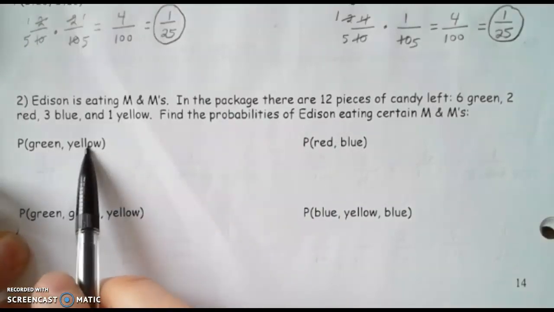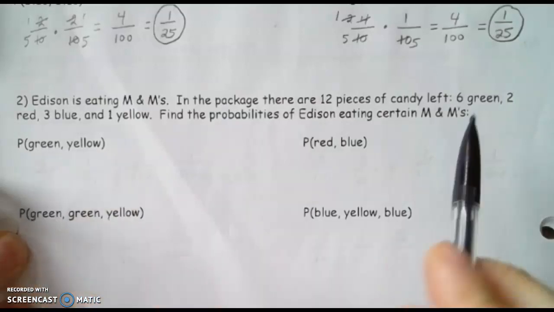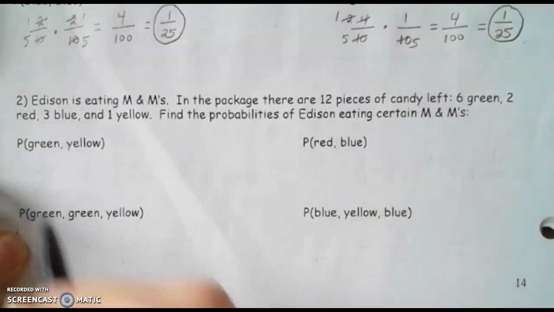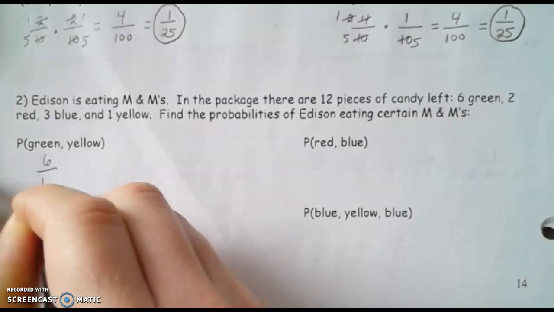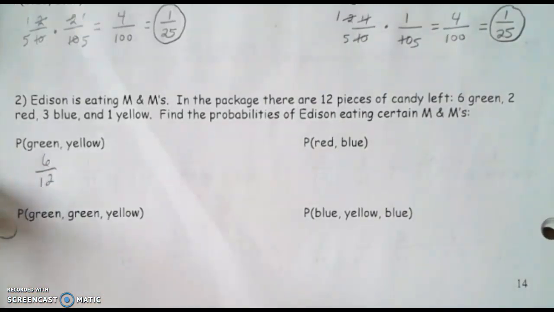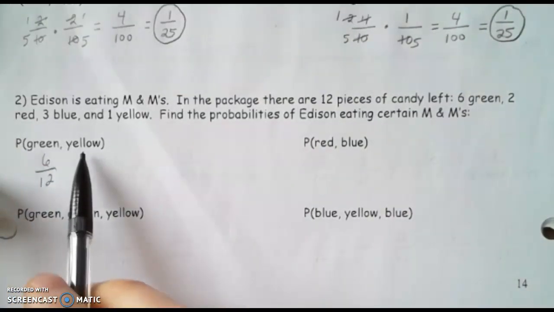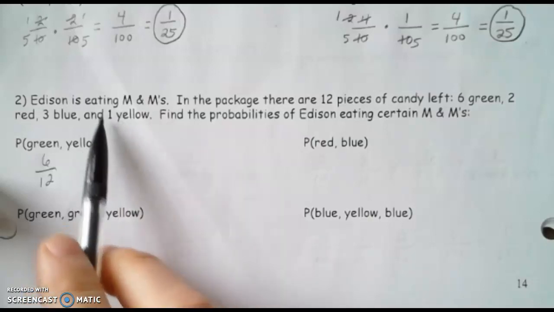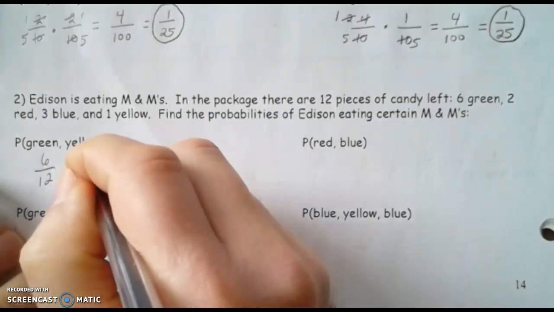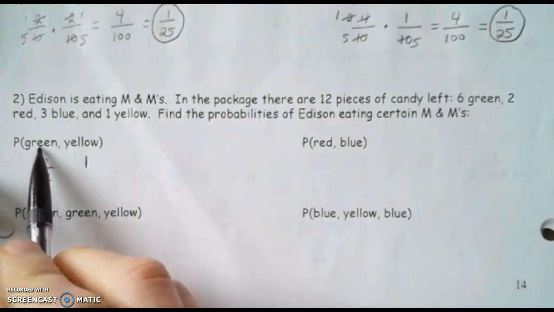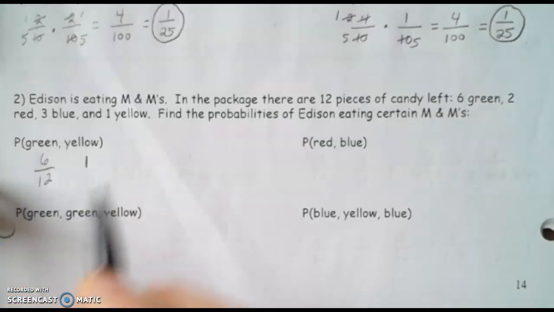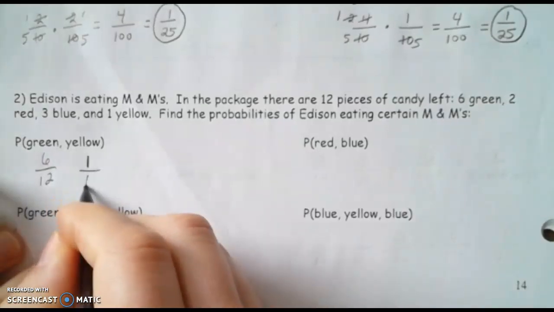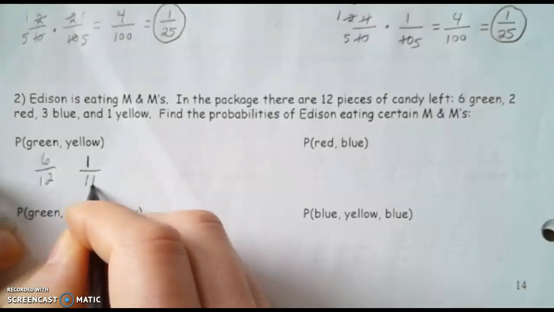Okay, so looking for a green M&M the first time, that's going to be 6 out of the 12 that are left. 6 out of 12. Okay, and then we want to get a yellow candy the second time. Well, they tell us there's 1 yellow candy. But remember, Edison picked a green candy out and he ate it. He didn't put it back in the bag. So these are dependent events. There's no longer 12 in the bag. Now there's only going to be 11 pieces of candy. Once you pick one, you eat it.